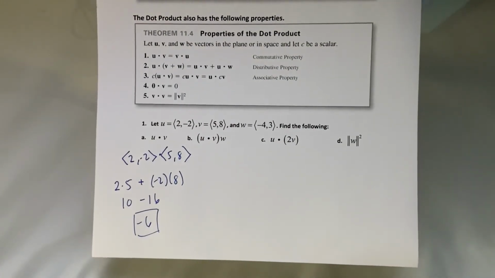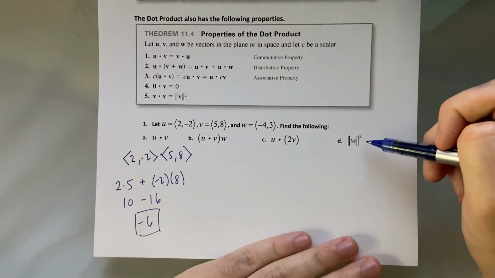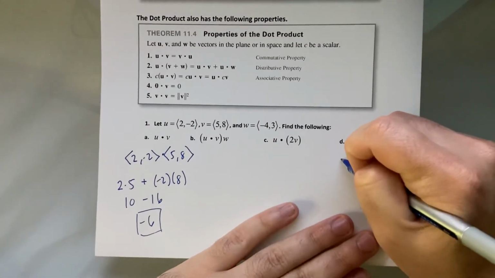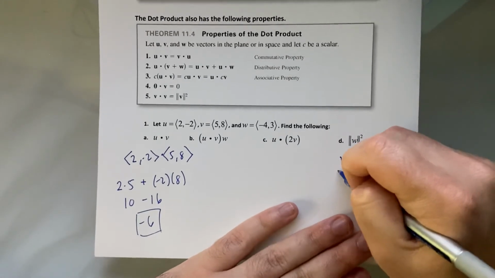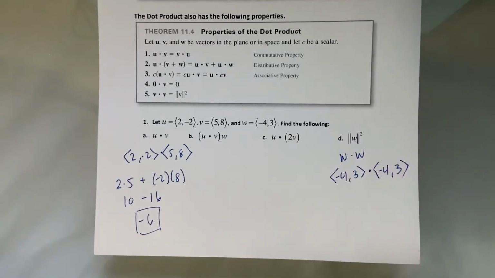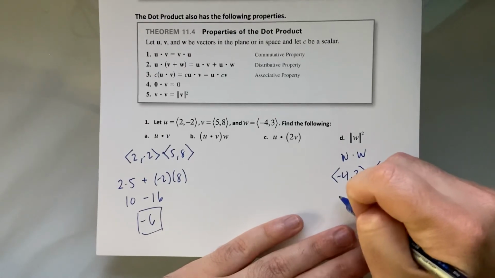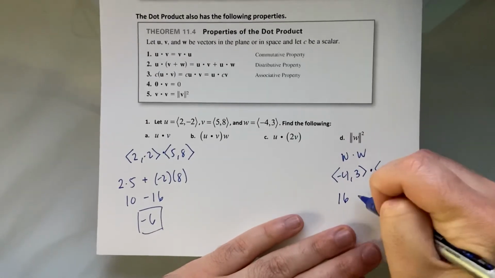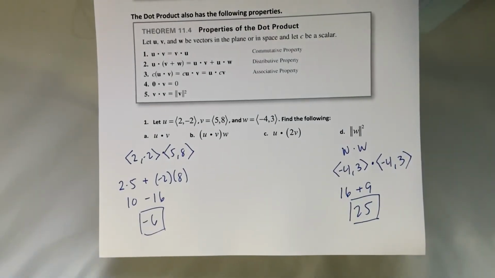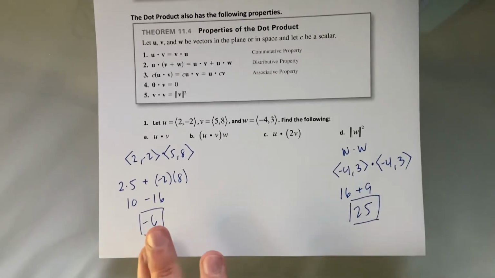I'm not going to do all of these, but we'll go ahead and do D as well. It says find the length of w squared, which you technically don't need to use the dot product for this. However, this is the same as w dot itself. So that would be -4, 3 times -4, 3. And of course, remember the solutions are all up in the chapter 11 notes. So you can do B and C yourself and look at what they are. So this becomes -4 times -4, which is 16. 3 times 3 is 9. So it's 25. It's just some of the things you can do with dot product. It's pretty basic arithmetic.